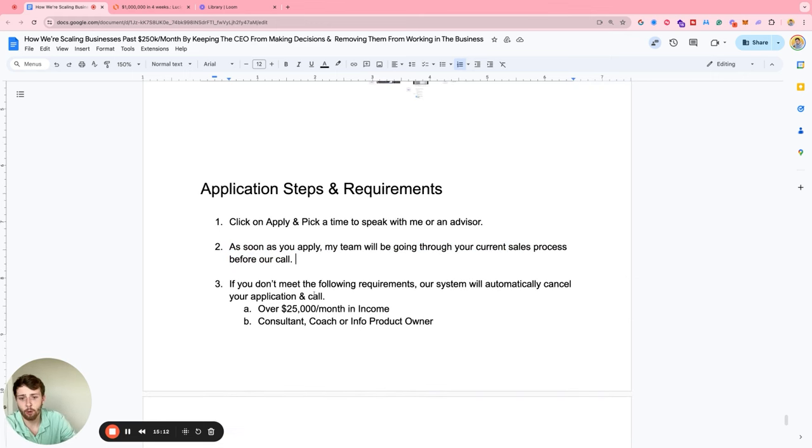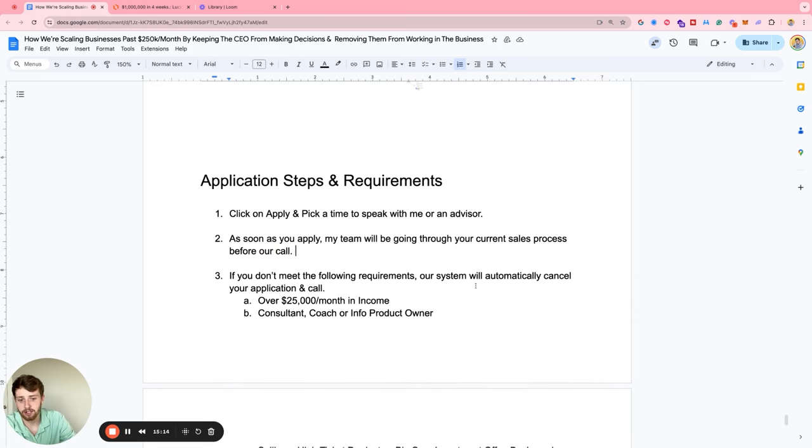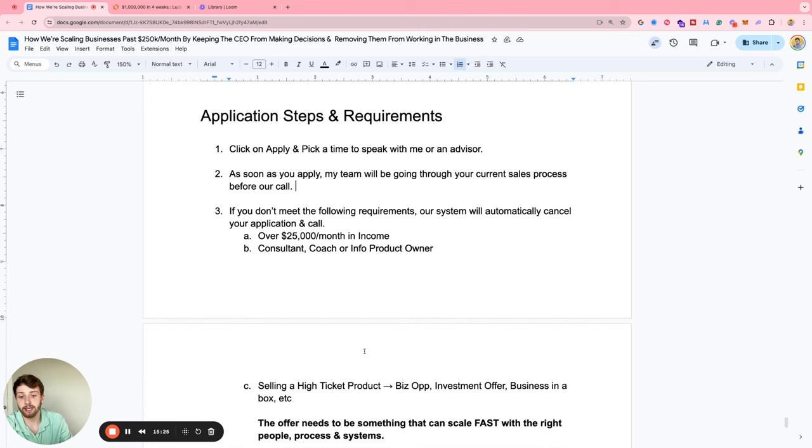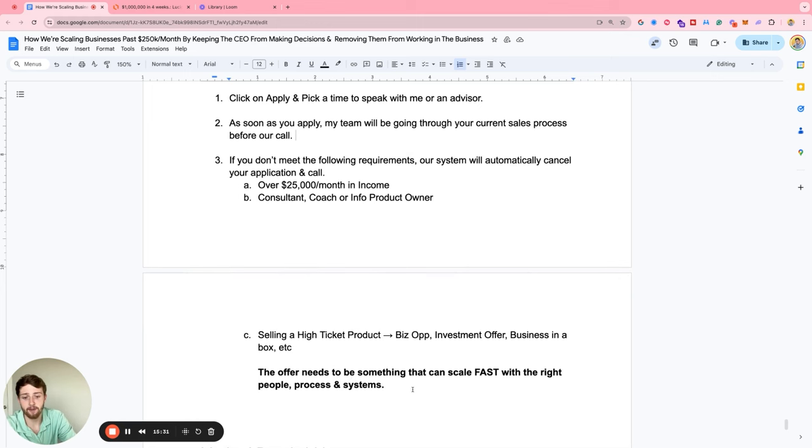And number three, if you don't meet the following requirements, okay, our system will automatically cancel your application and call. So all you have to do to qualify is make over $20,000 a month, be a consultant, coach, or info product owner, or sell a high ticket product or biz offer or investment offer or business in a box, etc. And the offer just needs to be something that can scale fast with the right people and processes and systems, okay?